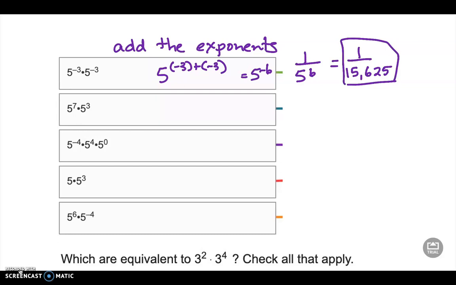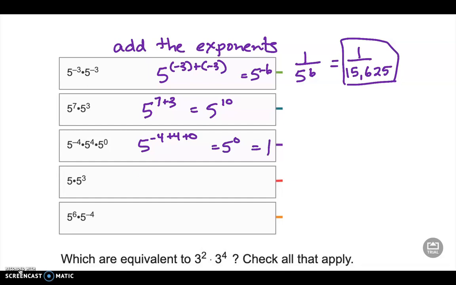So 5 to the 7th times 5 to the 3rd is 5 to the 7 plus 3, which is equal to 5 to the 10th. In this case, we've got 5 to the negative 4 plus 4 plus 0. Well, negative 4 plus 4 is 0, plus 0 equals 0, and we know that equals 1. That was an easy one to evaluate.